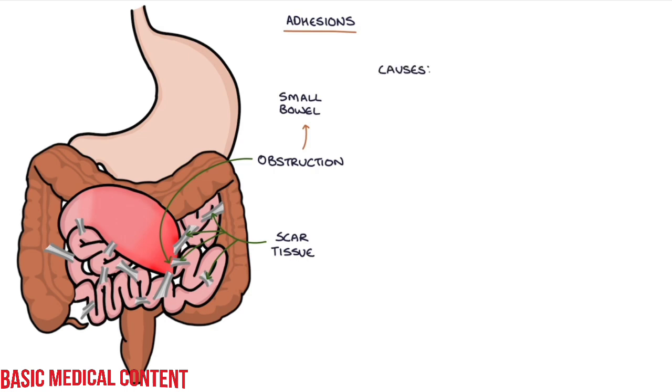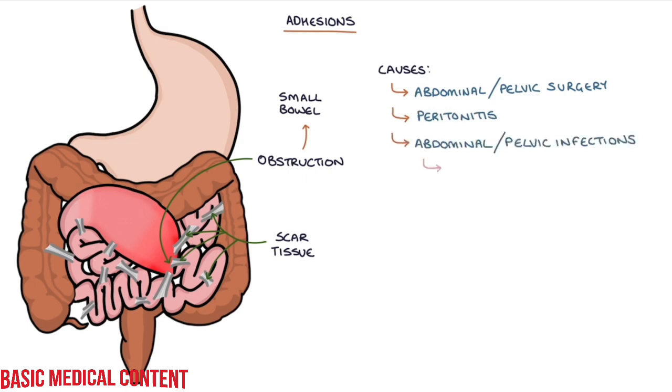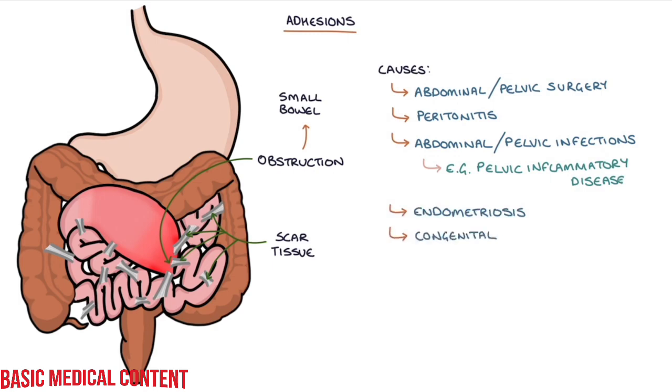The main causes of intestinal adhesions are abdominal or pelvic surgery, particularly open surgery as opposed to laparoscopic surgery, peritonitis, abdominal or pelvic infections, for example pelvic inflammatory disease, and endometriosis. Less commonly, they can be congenital or secondary to radiotherapy treatment.